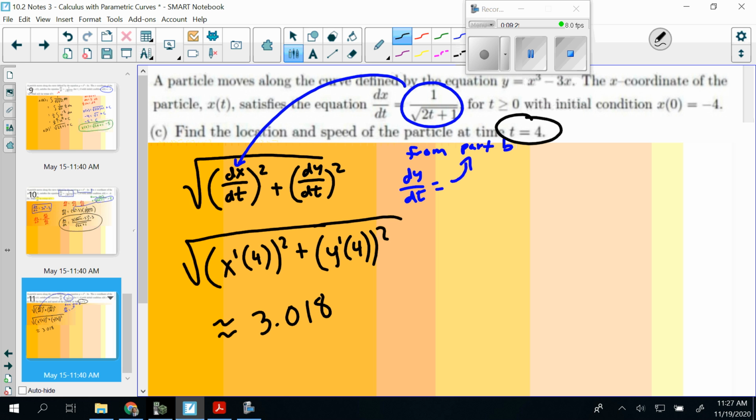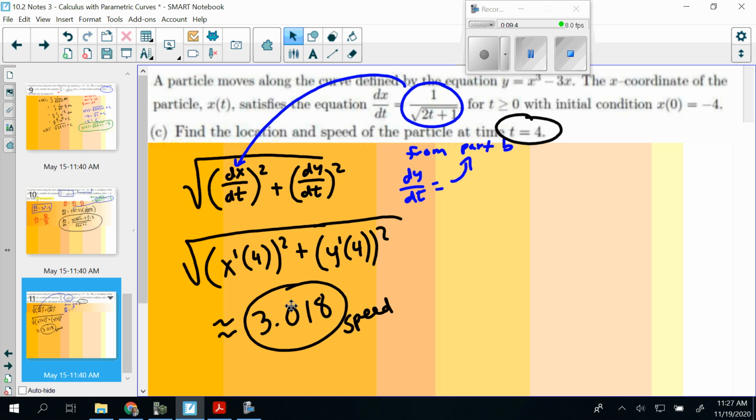And this would be in whatever the units are. They don't really mention units on this one. So that would be the speed of the particle. We do need the location as well. So the location, we need to find both the x and y value here.